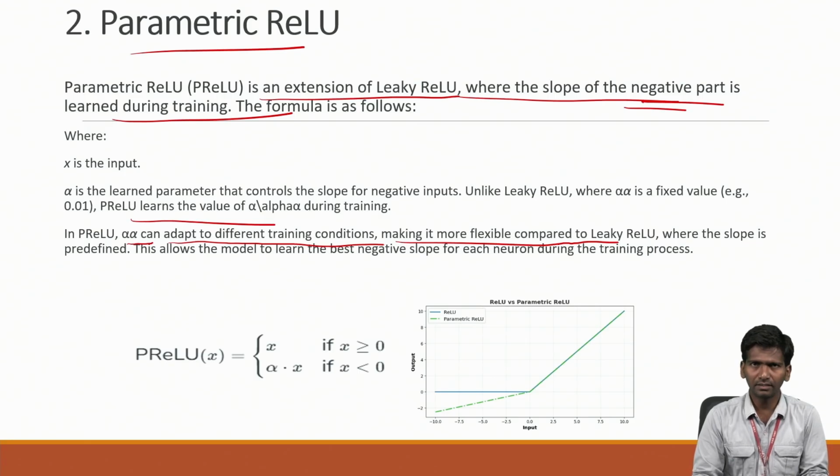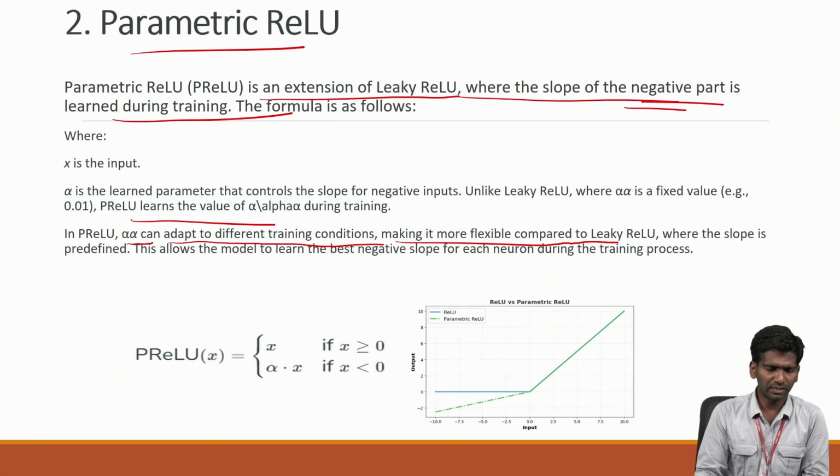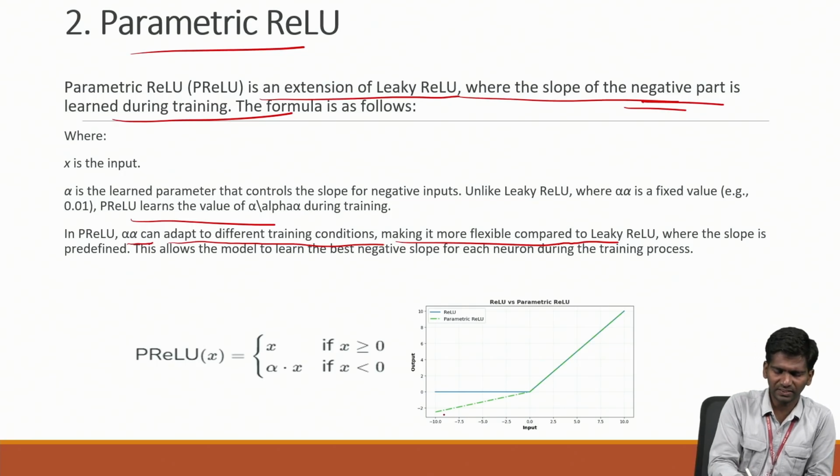So if the neurons are dead, or if you are trying to omit it, it means nothing but that we are trying to delete the information. So it is parametrically tuned. That's why we are calling it parametric ReLU, and the graph is like this. It varies. It may also look like this sometimes. It depends upon the alpha value.